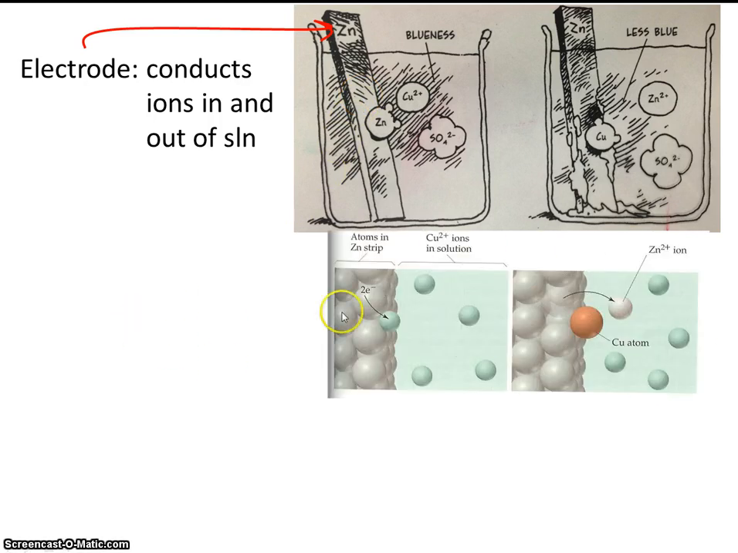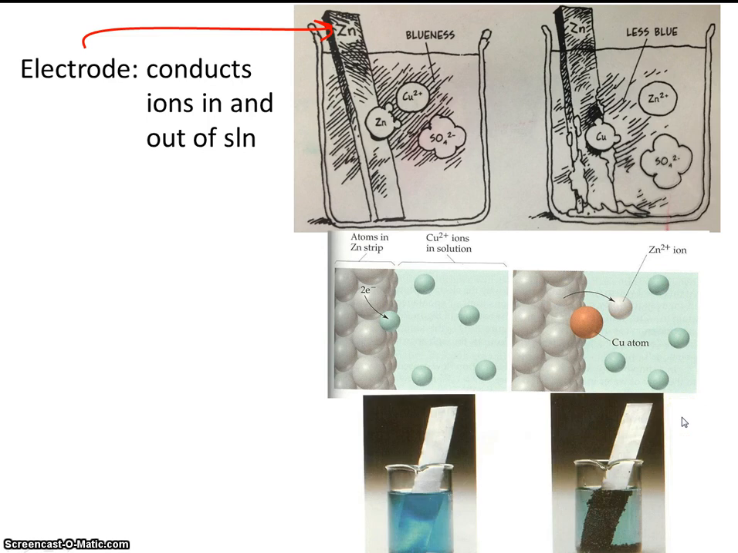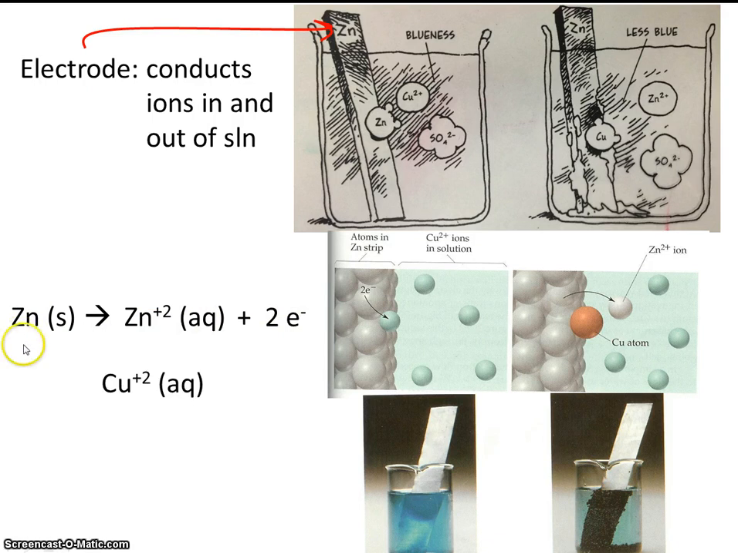So this is the same picture. Once again, we've seen this before as well. So we have zinc. It turns into zinc plus 2 and gives off 2 electrons. So zinc is getting oxidized. And then we have copper plus 2, and that copper ion is going to accept 2 electrons. So this copper plus 2 will gain electrons and be reduced to elemental copper.